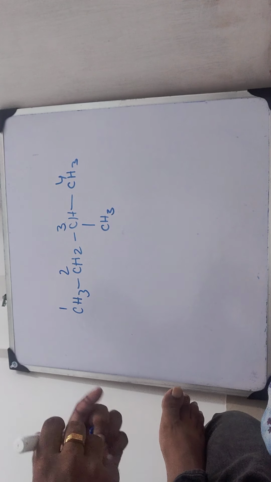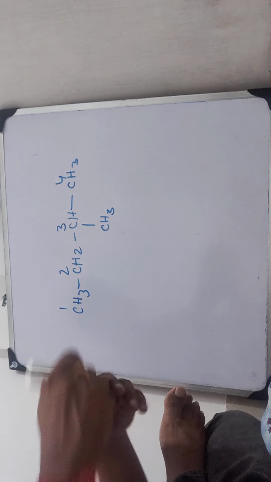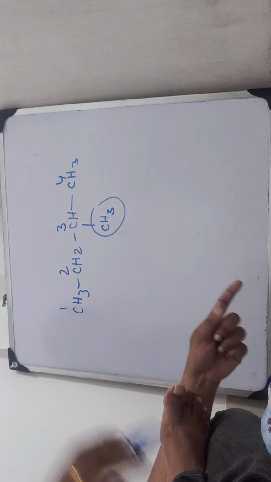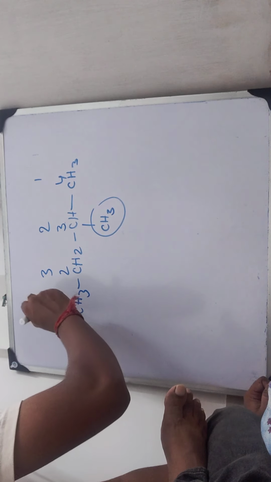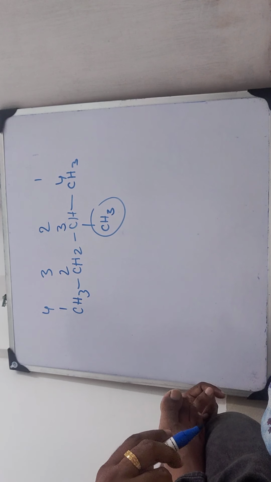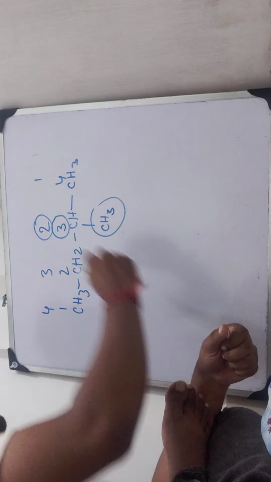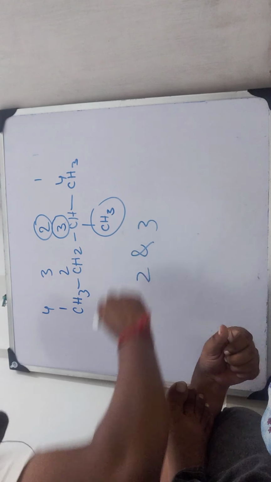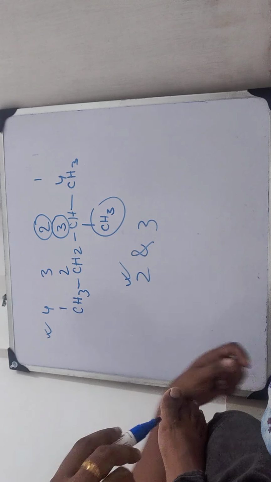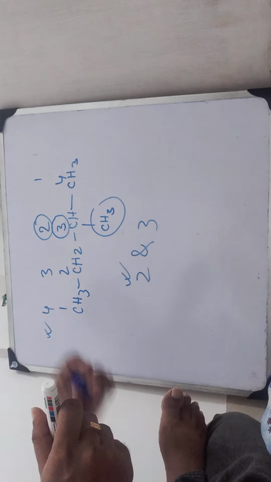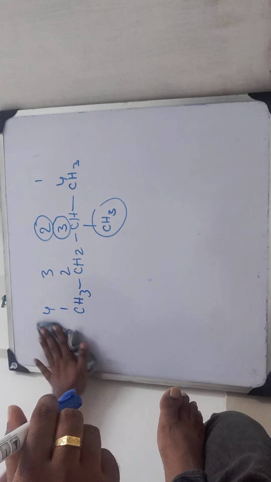Now, I have done something wrong. If I have given 1, 2, 3, 4 as the numbers, then the branch came under number 3 carbon. But if we place 1, 2, 3, 4 as the corresponding numbers the other way, then the branch will come under number 2. So between 2 and 3, which one is smaller? This one. So this one is the correct order, 1, 2, 3, 4.